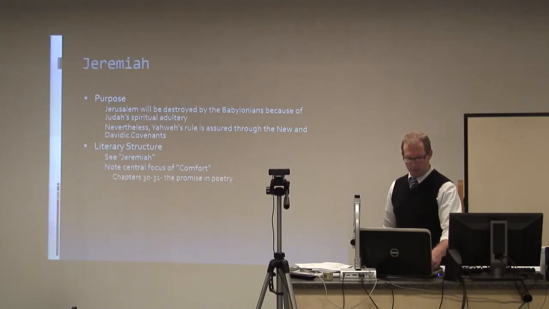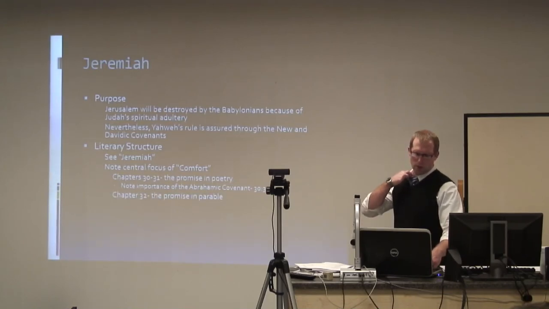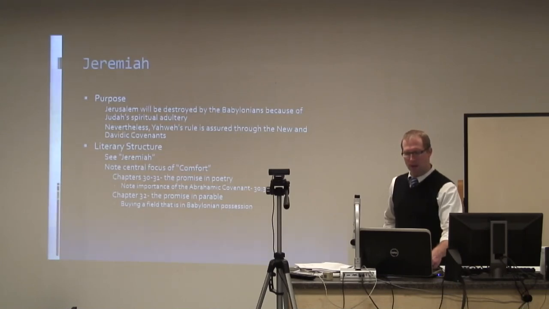You'll see here in the chart on the literary structure of Jeremiah that comfort comes at the center of the book. You have in chapters 30 and 31 the promise given in poetry. And the importance of the Abrahamic covenant, we just looked at part of chapter 31 with the new covenant. In chapter 32, the promise is given in parable. And then the promise given in prose, the importance of the Davidic, priestly, and Abrahamic covenants.